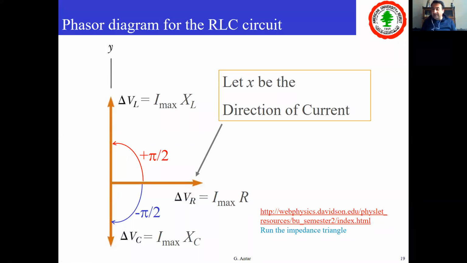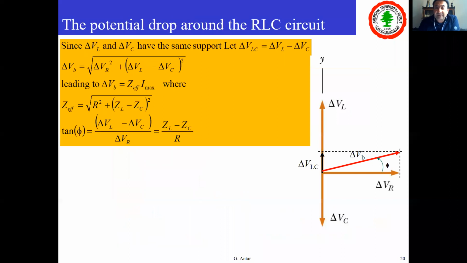This is going to make my work easier. Why? Because delta VL and delta VC have exactly the same support. They are on the y-axis. One is on the plus y, and the other is on the minus y at all times, of course. So I can simply define delta VLC as delta VL minus delta VC. As you can see here, delta VLC is delta VL minus delta VC, and this is what's shown in this black arrow here. Now I only have two vectors, which are delta VLC and delta VR.